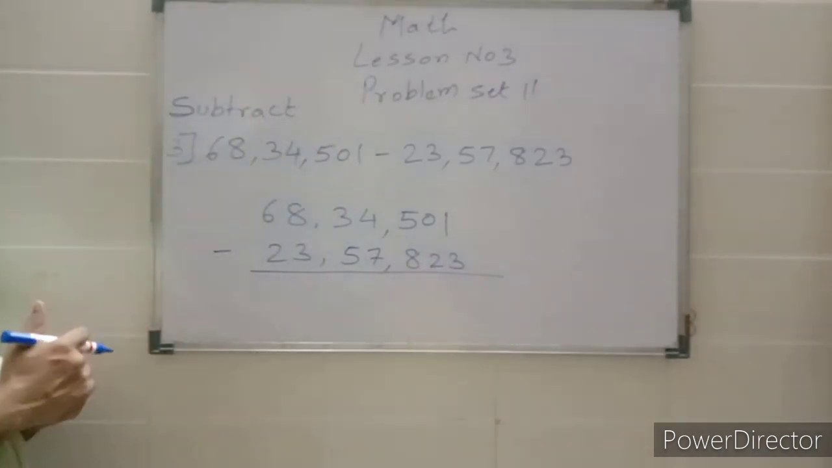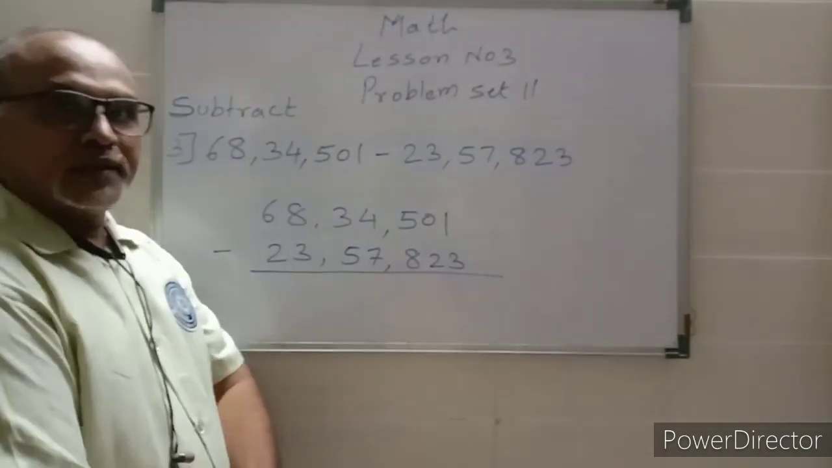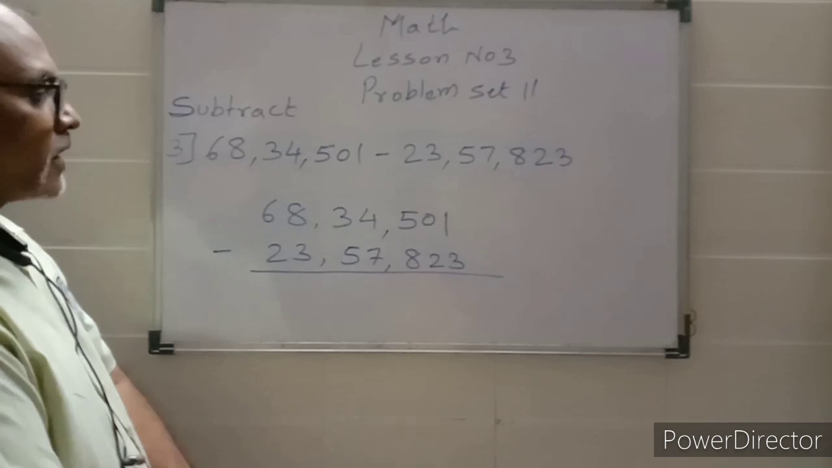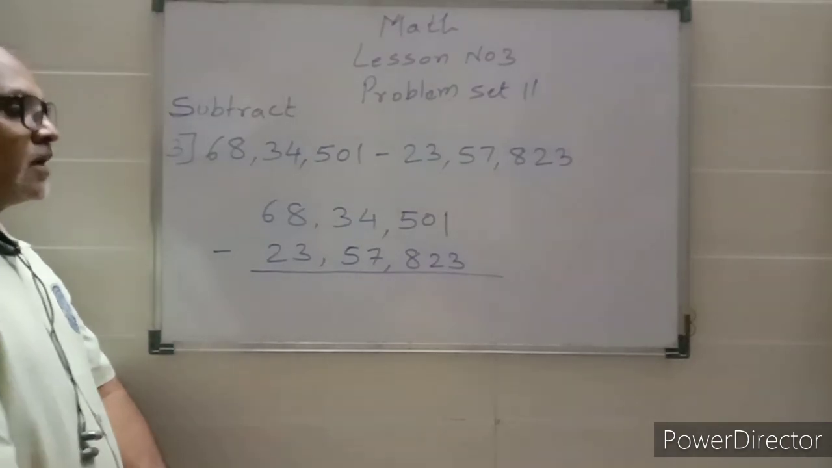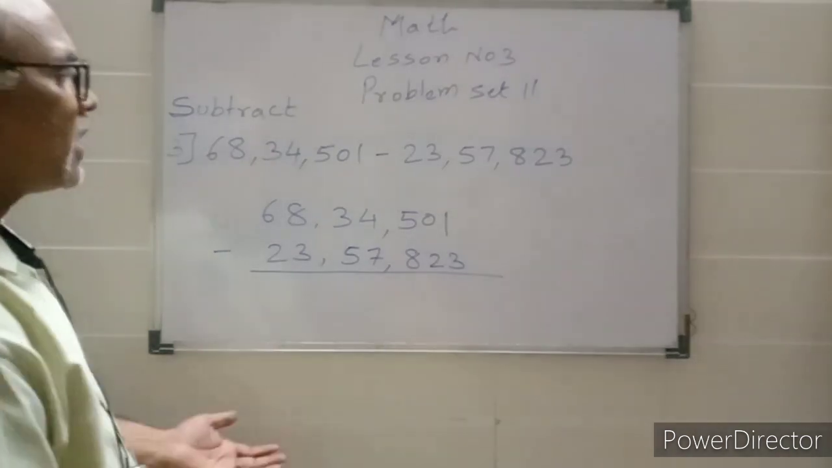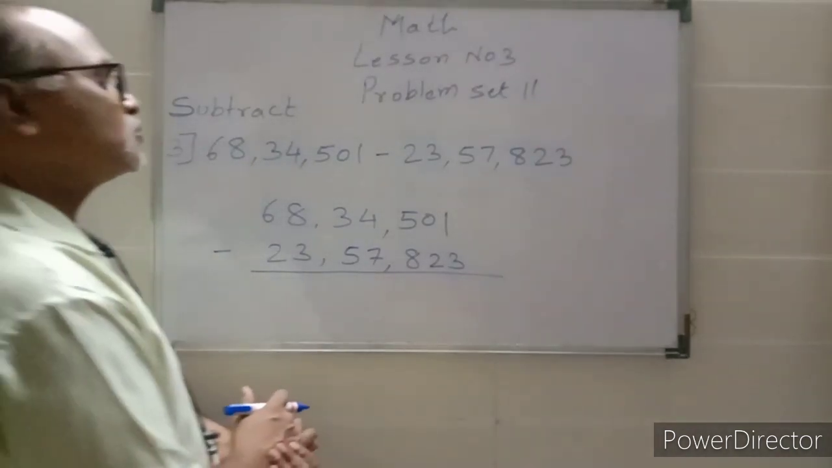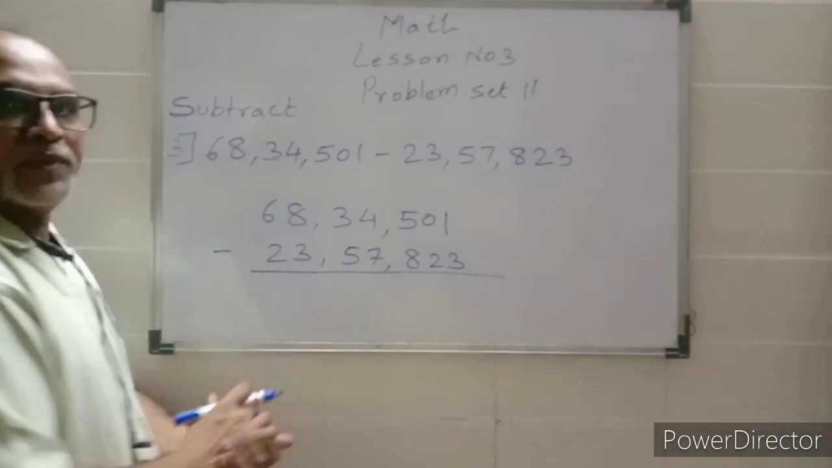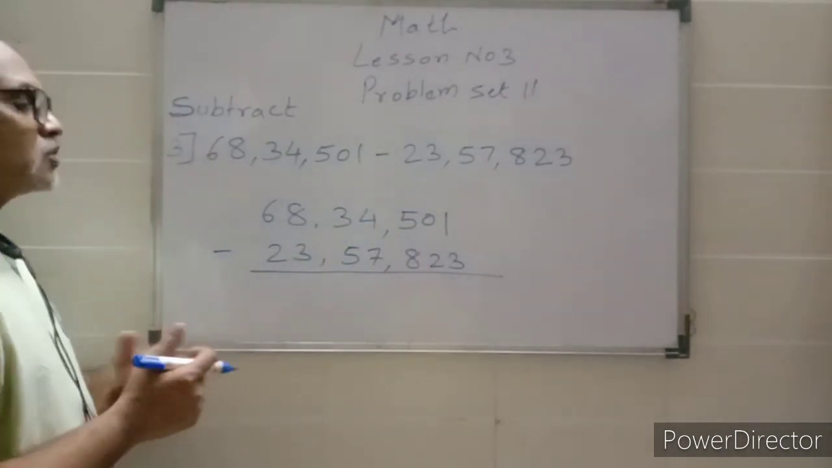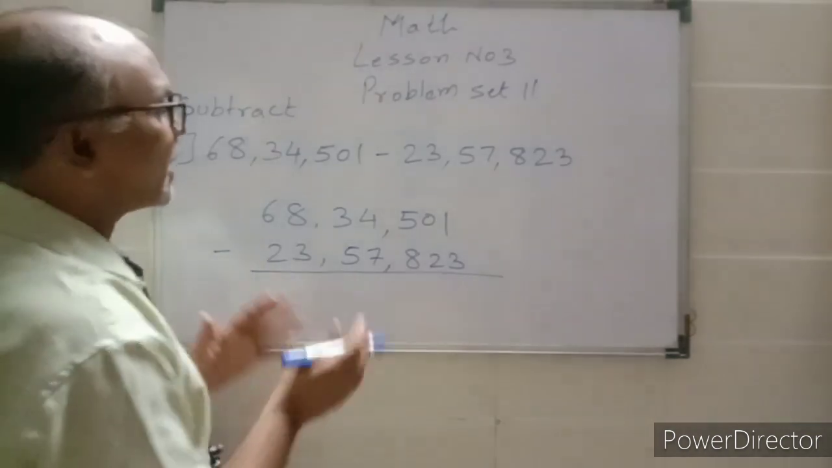Now see, the digit in the unit place is 1 in the upper number and the digit in the lower number in the units place is 3. 3 is greater than 1. We cannot subtract 3 from 1. So what will we have to do? We will have to borrow 1 from the tens place. But in the tens place we have 0. So what will we do? We will borrow from the hundreds place.